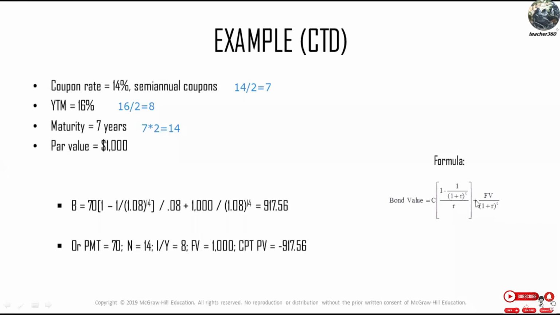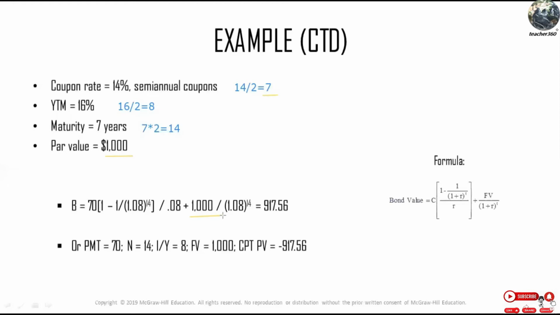So here we can see the bond value equation. Your coupon payment at 7% on 1,000 is 70, times 1 minus 1 divided by 1 plus your semi-annual YTM of 8%, 0.08, to the power of the maturity period 14 since it is semi-annual, divided by your YTM 0.08, plus your face value of 1,000 divided by 1 plus YTM 0.08, to the power of 14. So here you get your bond price, 917.56.